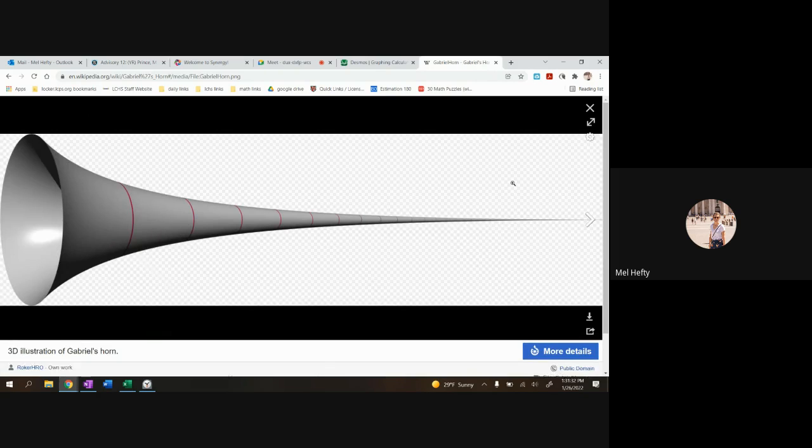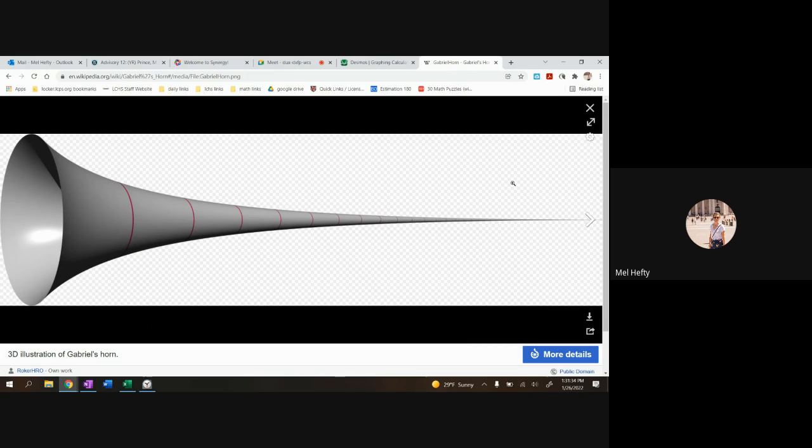What is it? It's a paradoxical thing. So this is a cone that's infinitely long. If you tried to fill it with paint, the volume of it is actually finite. So I could fill it with a finite amount of paint. But if I went with a roller and tried to paint the whole thing, its surface area is infinite.